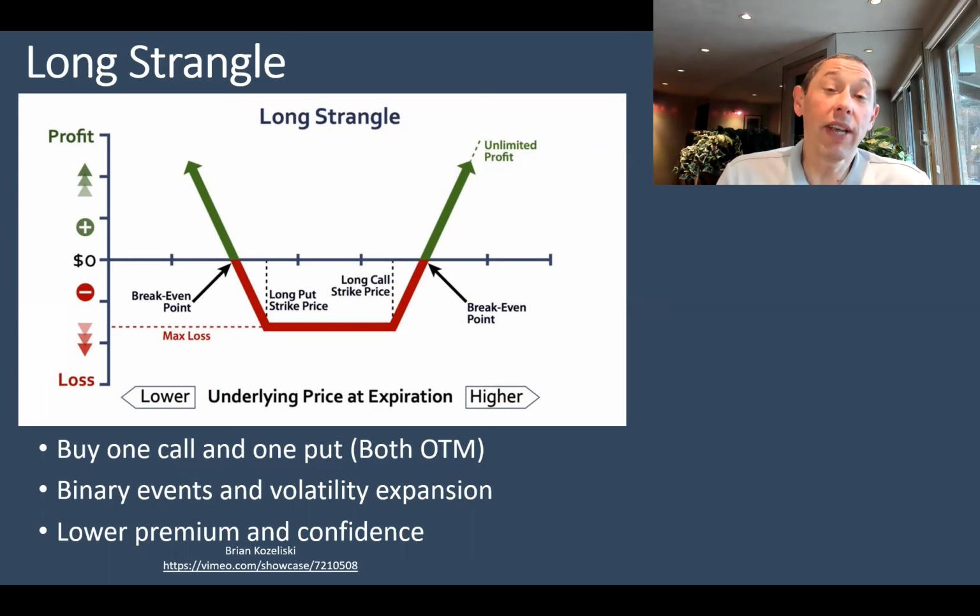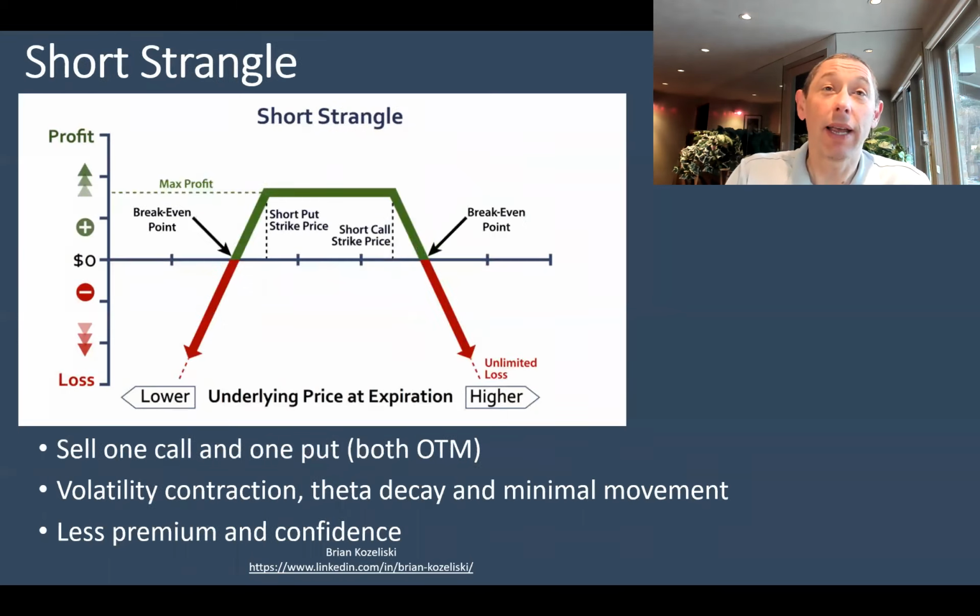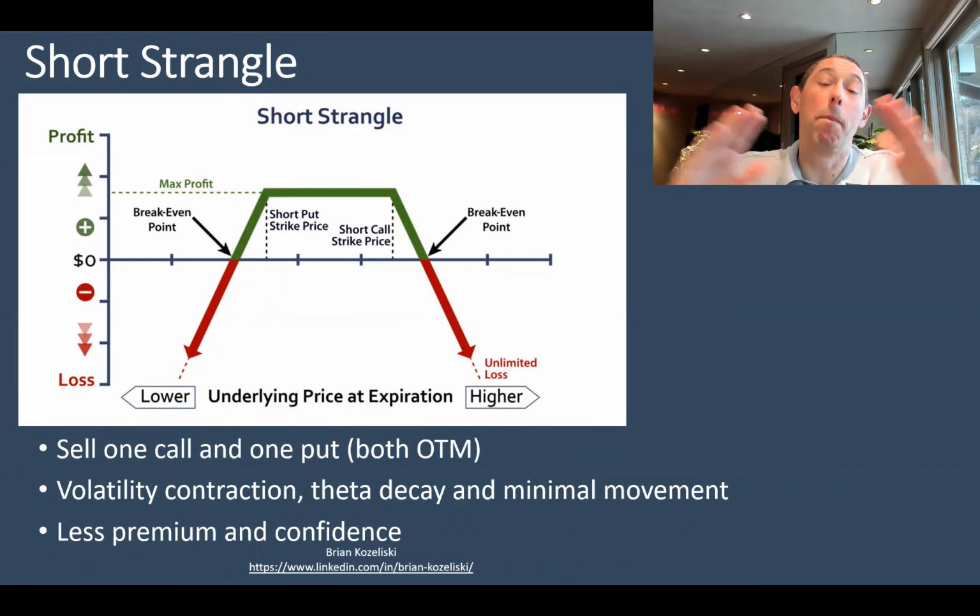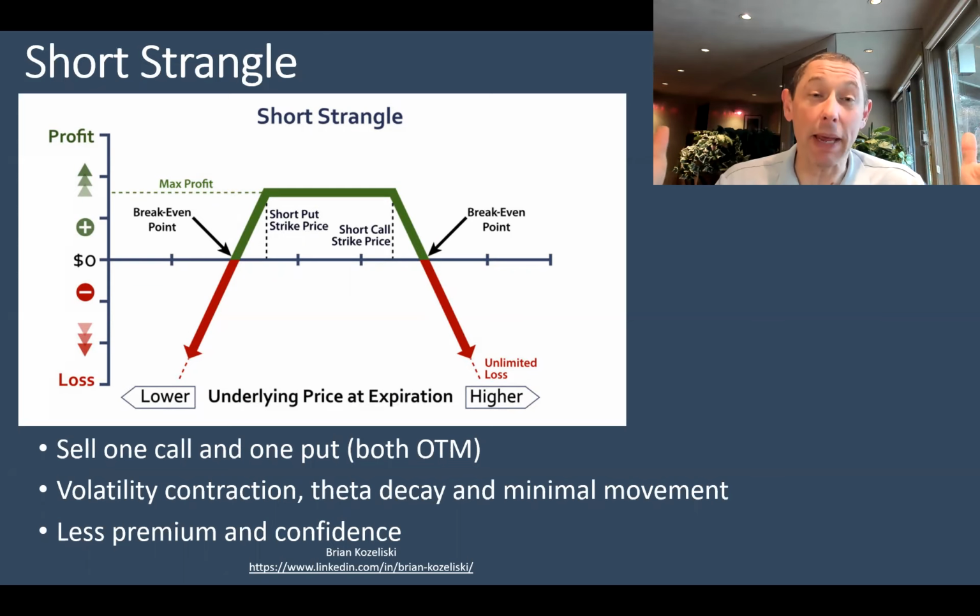And what does this say about confidence? So your premium's lower. Maybe you're super confident that things are going to go volatile, so you don't care about being exactly right there in the middle. But think about that in terms of your premium paid, the confidence, and the payout. Again, of course, we have the short strangle, so same kind of thing, just the opposite. You're selling the call and selling the put, both out of the money. You're getting less of a premium, but you have kind of a broader spectrum of prices where you're still making money. Again, you're looking for volatility contraction, theta decay, and minimal movement in the prices. Again, less premium. Think about your confidence in this position.